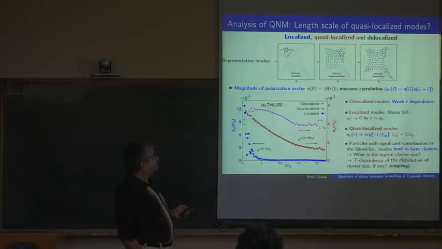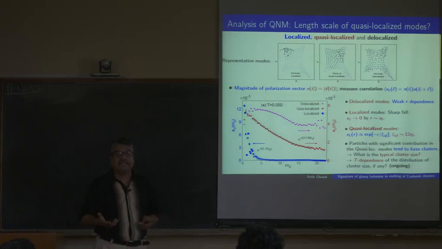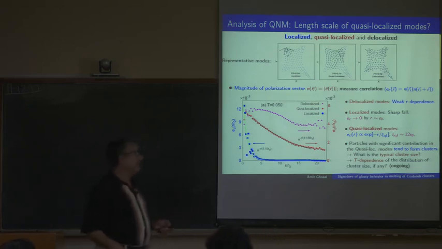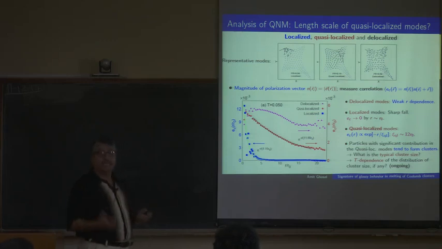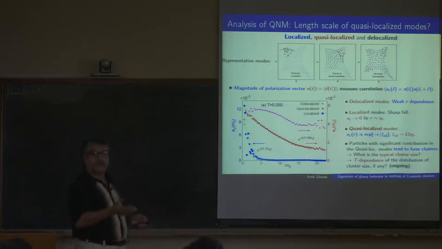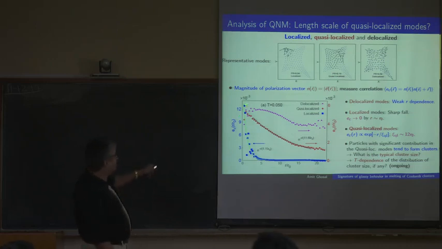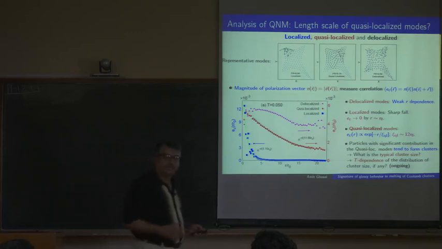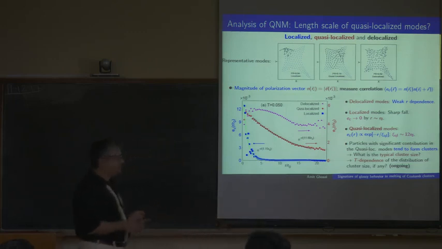Now the other thing of importance, where we are still making progress: can there be a length scale that you can associate with quasi-localized states? It is not completely done, but a very crude estimate you could do is to take the magnitude of the polarization vector and measure a correlation between sites separated by a distance r, and look at how it falls. For a delocalized mode you have a relatively weak r dependence; it is pretty large all over, as expected. For a localized mode, this falls very sharply. And the other one falls with some length scale. We are not yet associating too much importance to it, but that is what we want to do.